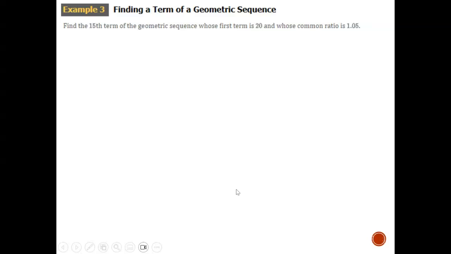Now, hey guys, this is similar to the one that we did for the arithmetic, where they don't give us A1, they give us two other terms. For example, no guys, it's not this one, it's example number 4. Here guys, this is straightforward. It says find the 15th term of the geometric sequence whose first term is 20 and the common ratio is 1.05. So they already give us everything that we need.